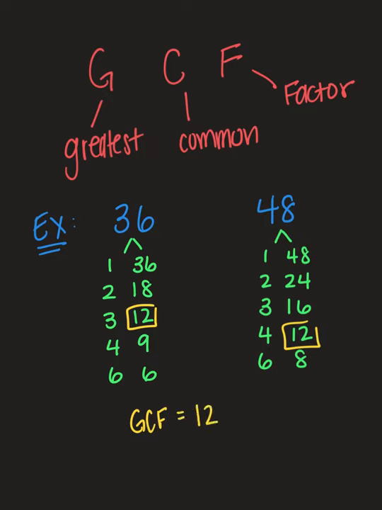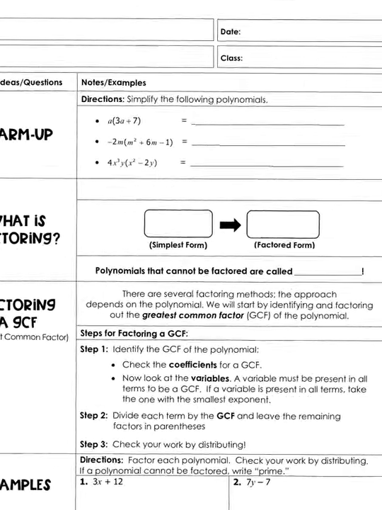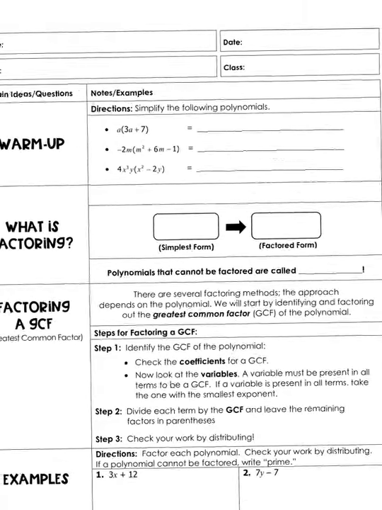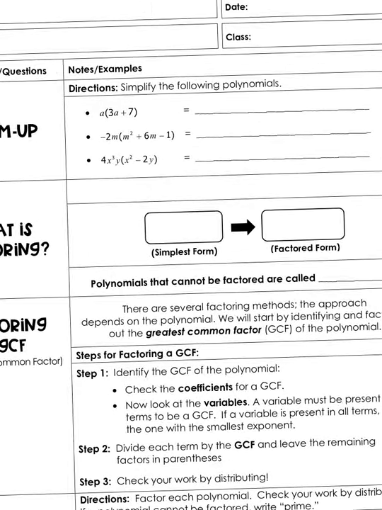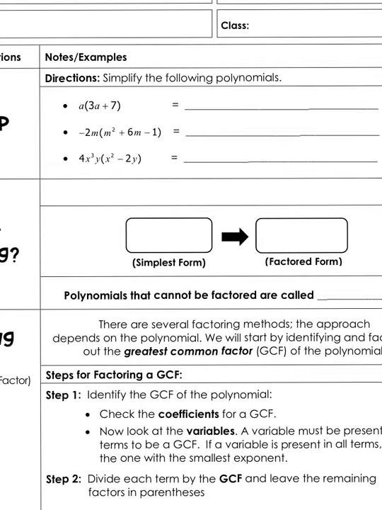All right, so I just want to remind you how to do it with numbers before we put letters in it as well. So let's do this. For a warm-up, we are going to simplify the following polynomials. Remember, when you have two factors being multiplied in algebra, we do distribution, or we multiply to simplify them. So on this first one, a times 3a would make 3a squared. A times 7 would make plus 7a.